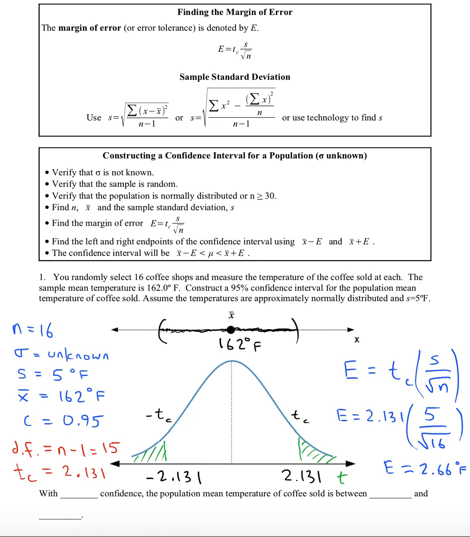Now what we want to do is add that margin of error to the x bar. You get 164.7. Now we want to subtract our margin of error from x bar. And that comes out to 159.3.